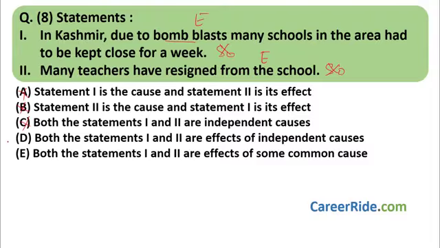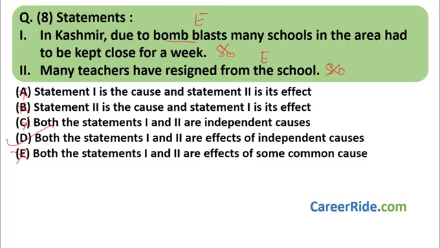So we have to choose whether it is D or E, right? Now over here option E is that they should have some common cause. Do we know why teachers have resigned? It might have happened that they did not get salary. It might be that they are fearful of their life. It might be due to bomb blast also. It might be due to the school remaining closed for a week. So both of them are effects for sure, but we don't know exactly whether the cause is common or not. So answer cannot be E.